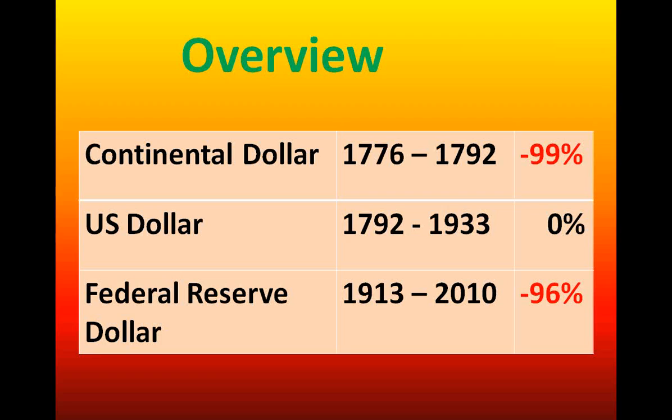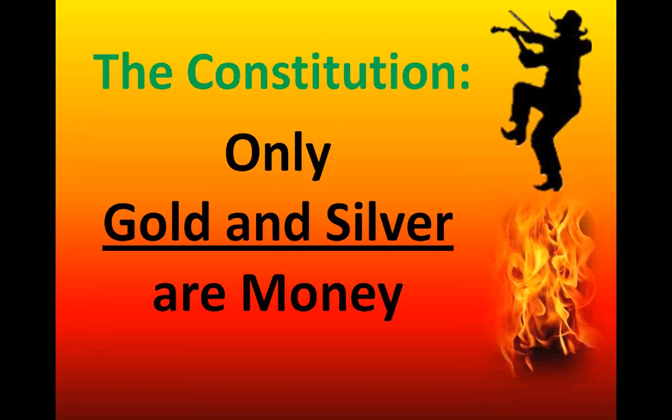History may debate whether this was the right or wrong thing to do to end the Great Depression, but there's no question that Roosevelt opened Pandora's box for future presidents to just completely abuse the concept of fiscal responsibility and spend us into the huge mess that we have today. As I said, the Constitution says only gold and silver are our money.